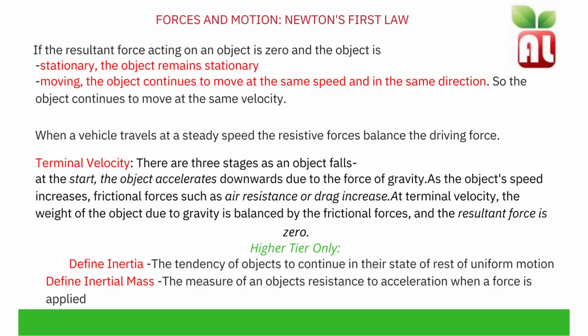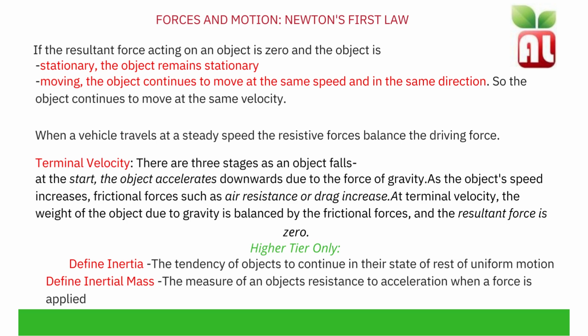Newton's laws. In Newton's first law, we look at the resultant force. If the resultant force acting on an object is 0, the object is either stationary or moving at a constant speed in the same direction, so the object continues to move at the same velocity. When a vehicle travels at a steady speed, the resistive forces balance the driving force, giving a resultant force of 0 newtons.